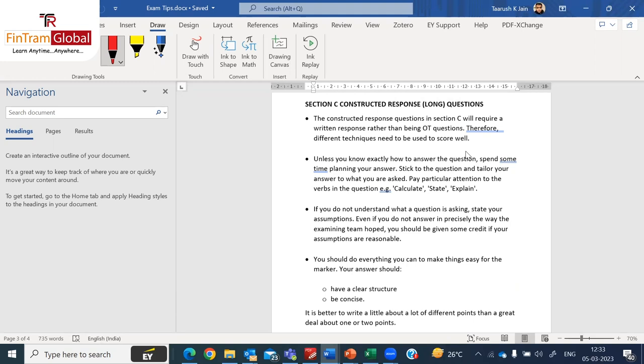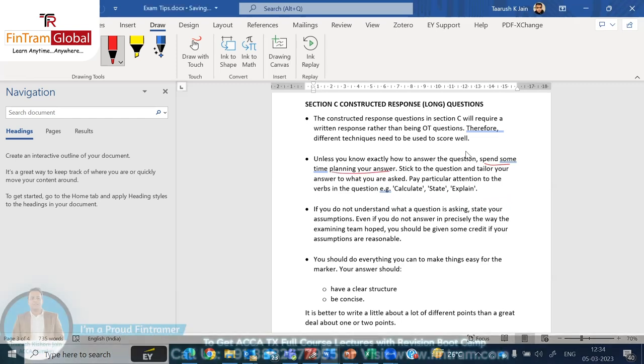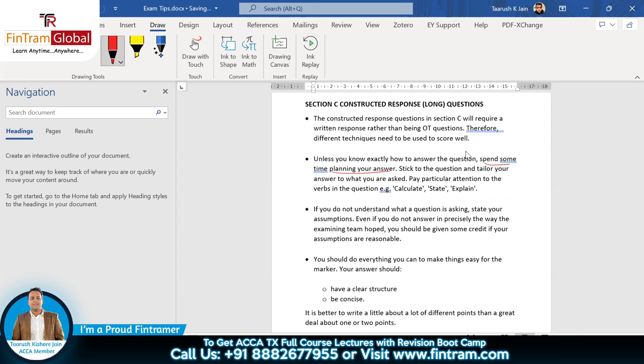When you start reading it, spend some time planning your answer. How would you start? What would be the workings that are required? What would be the conclusion? How would you present it? Just frame it in your mind and then put it on paper. Don't do it ad hoc.